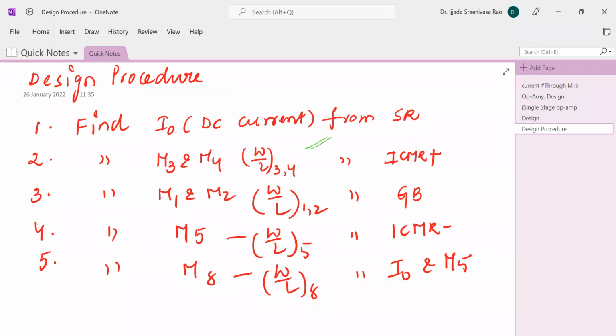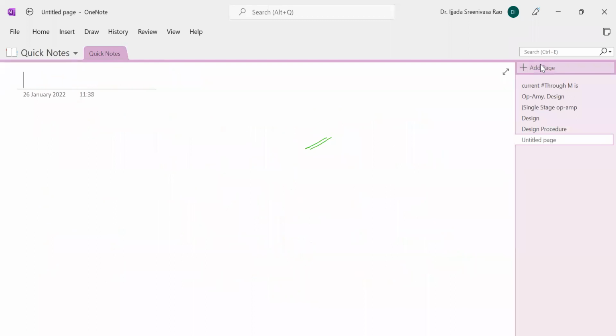Yes, sir. So now I will start the step-by-step procedure. I will take the first one, that is finding I0. How to find the I0 value, the DC current value, from the slew rate? What do you mean by slew rate? Slew rate is nothing but the maximum rate of change of output voltage V0.